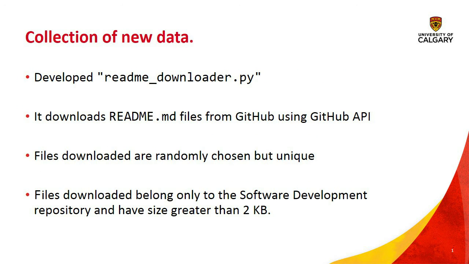In this part of the slide, I will be discussing how we were able to collect a new set of data. We used the GitHub API and developed a README downloader to download a new set of README files from GitHub. And we ensured that the downloaded files were randomly chosen and also unique. Files downloaded belong only to software development repositories and have a size that is greater than 2 kilobytes.